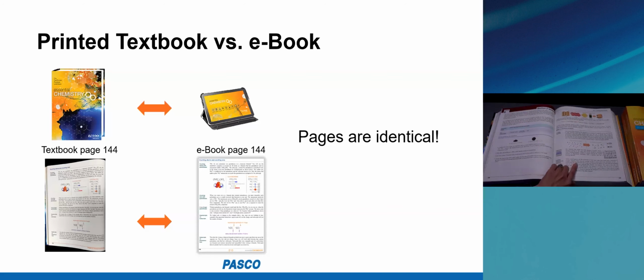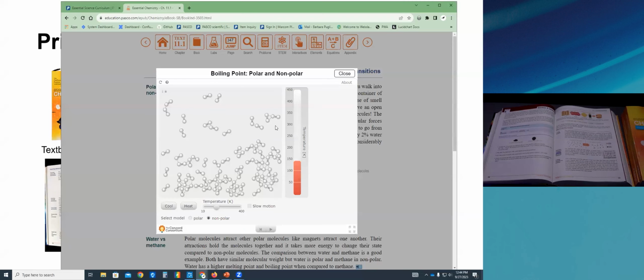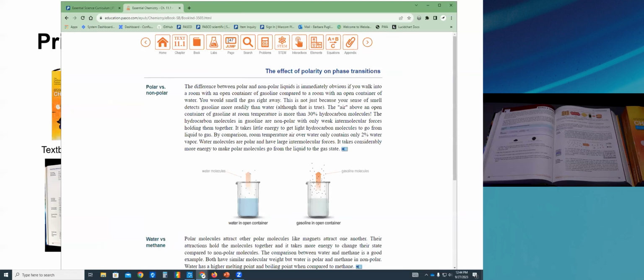And if there is a simulation like we just looked at with the polar nonpolar melting point, there'll be a cue in the print book. Here's an icon that looks just like the one in the ebook that I clicked earlier. The other nice thing is the textbook pages are identical to the digital pages. So if I'm here on page 239 in this print book, that's 239. If I go to 239 in the ebook, let me switch over to 239.